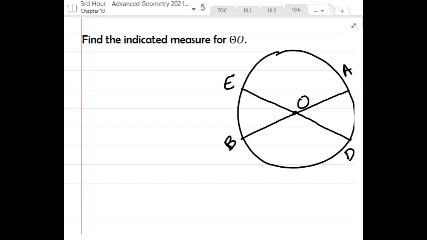And then we're going to draw a radius C, down like that. Okay, and then some of the information that we're going to have: COD is congruent to DOA. And then the measure of arc BC is 28 degrees.